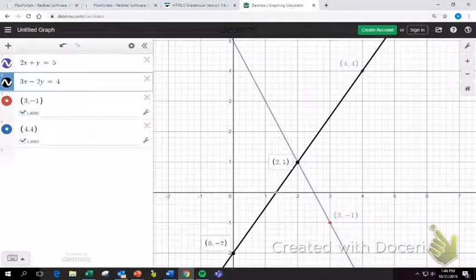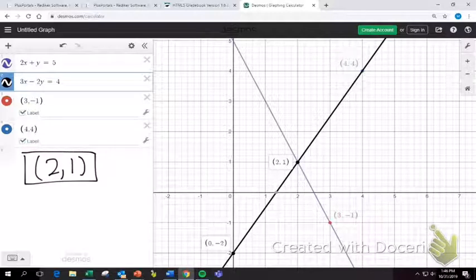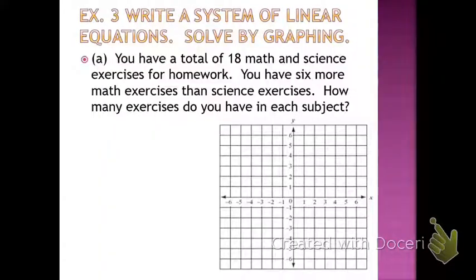Mason, what is the solution to this system? The ordered pair, 2, 1. Because the solution to a system is what, class? Everyone, the solution to a system is the point of intersection. That brings us to example 3.